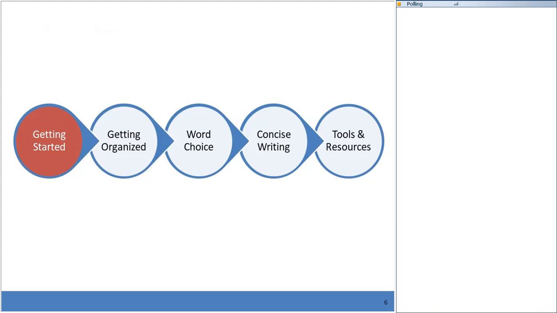So let's get started. Throughout today's session, we'll be covering 5 main topics: getting started, getting organized, word choice, concise writing, and tools and resources. So let's begin by talking about the best way to get started when you write.